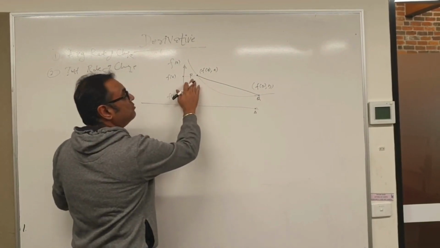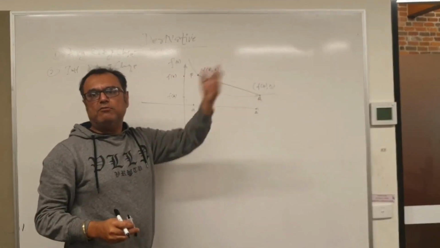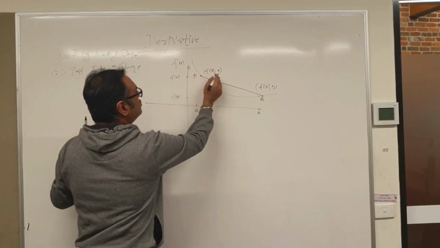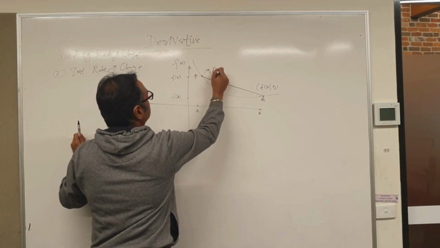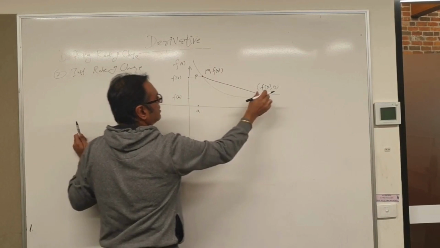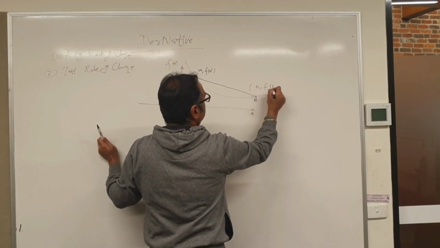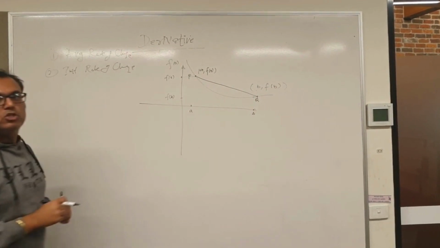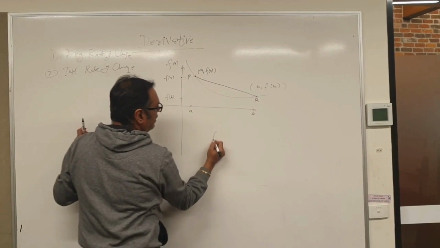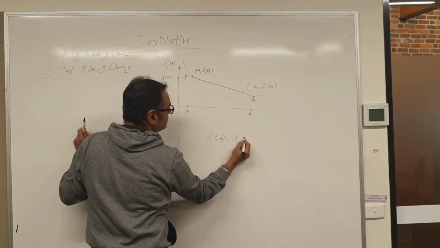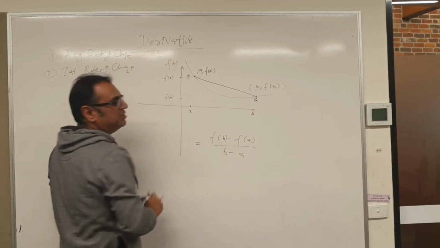Now, if I were to find the average rate of change, I just need to find the slope. That's it. y2 minus y1 over x2 minus x1. The points are A comma f of A and B comma f of B, right? So y2 minus y1 over x2 minus x1. So shall I say f of B minus f of A over B minus A? That's the average rate of change.